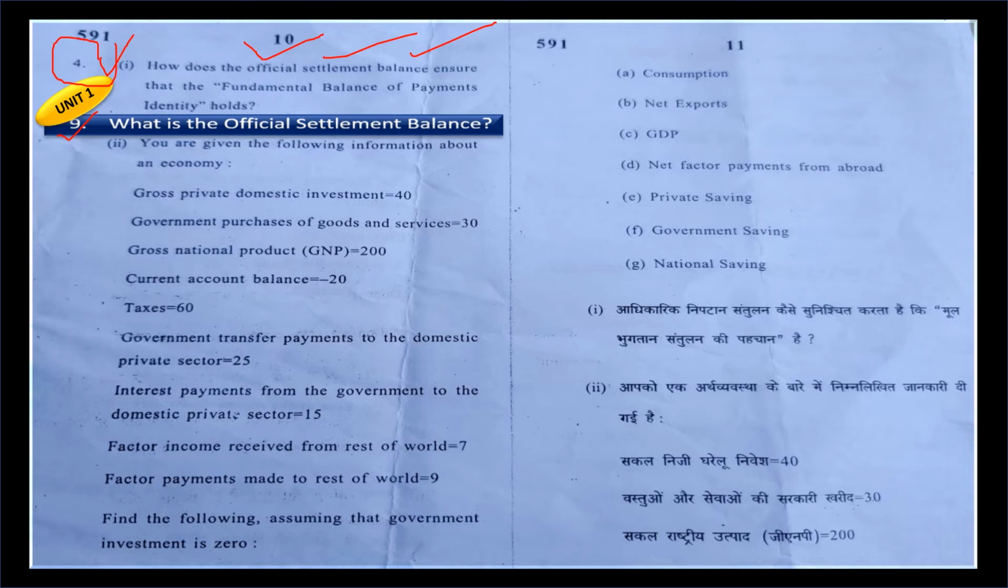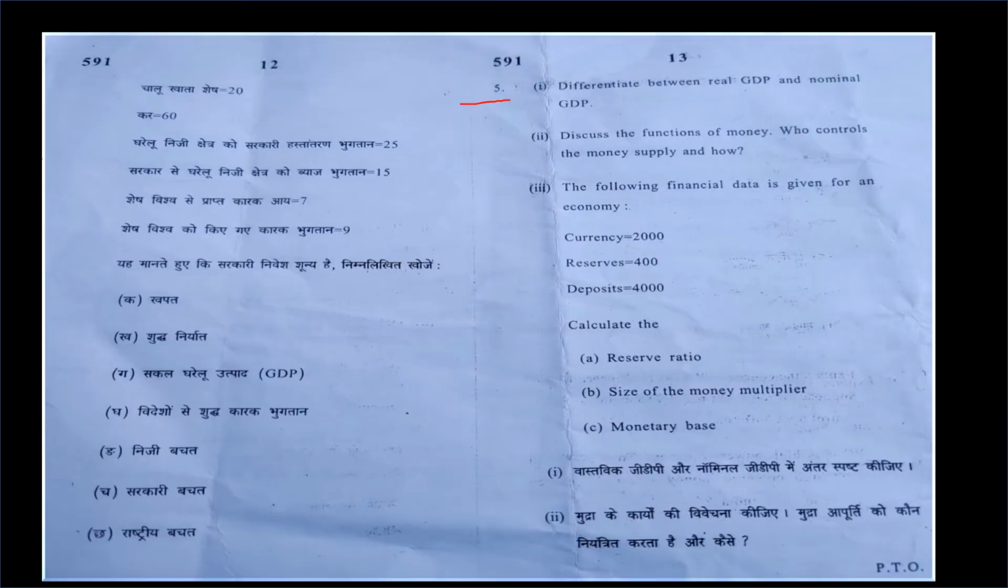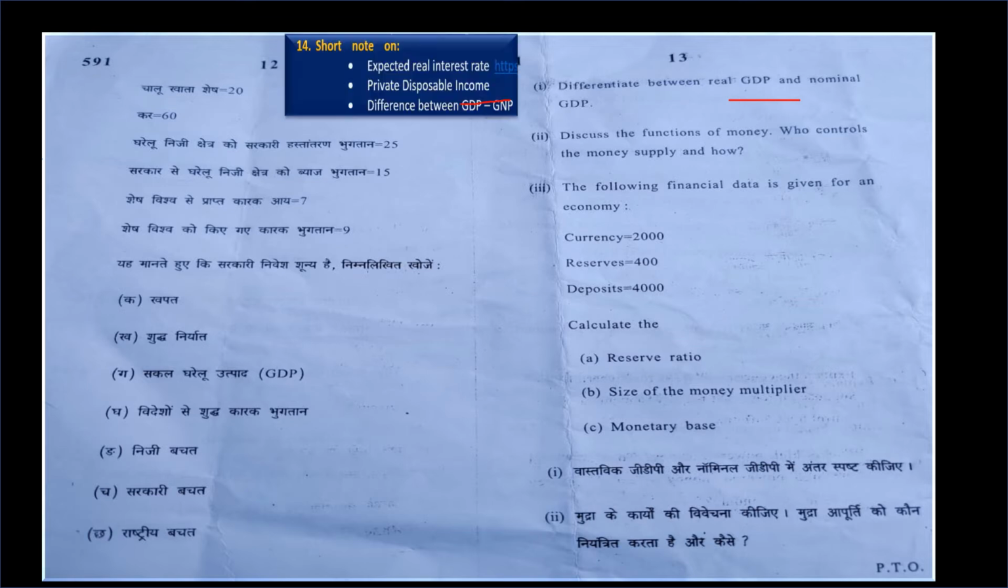Now coming to part 2 of the question. This question is on the national income concept. That is a short note, a numerical question on national income. Question number 5 asks to differentiate between real GDP and nominal GDP. In unit 1, in short notes, I have given the difference between GDP and GNP. If you have learned this, you could have written this answer nicely.